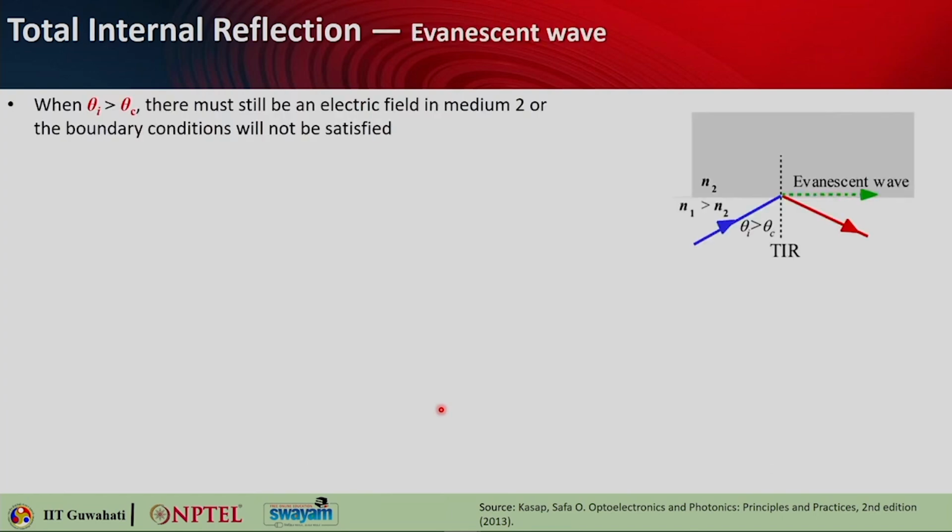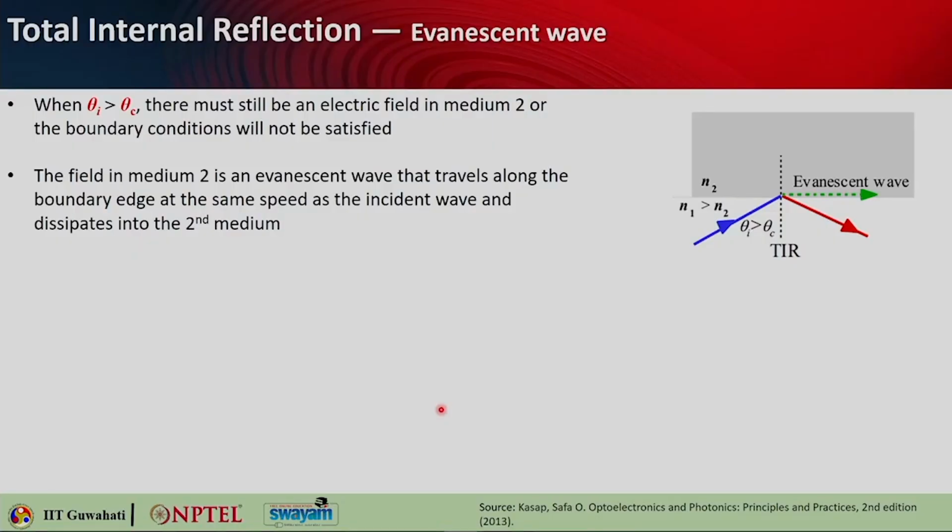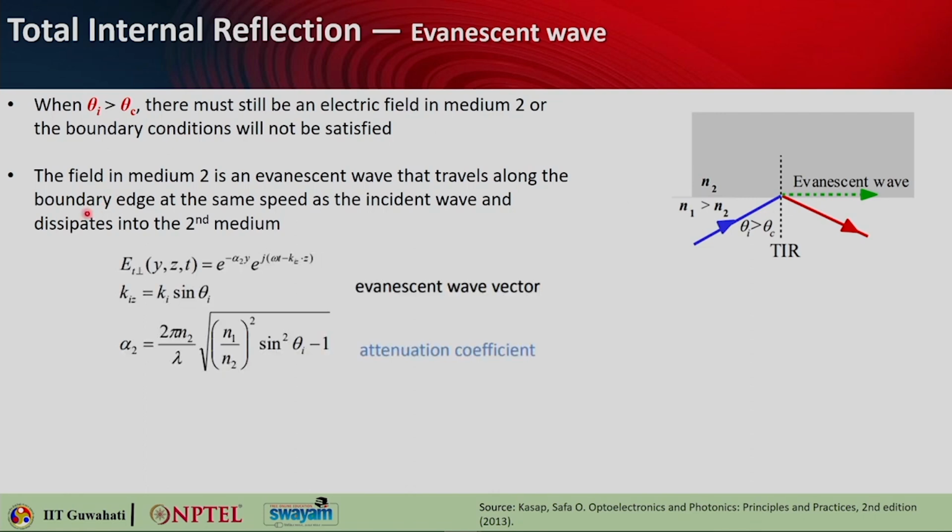So total internal reflection gives rise to evanescent waves, right? And this allows you to satisfy the boundary condition at the interface in case of total internal reflection. Fine. If you look into the field in medium 2, this is the field in medium 2 that propagates along the boundary edge at the same speed as the incident wave and dissipates into the second medium. So you can take the tangential transmitted field, for the perpendicular polarization, and write it as E_t(y, z, t).